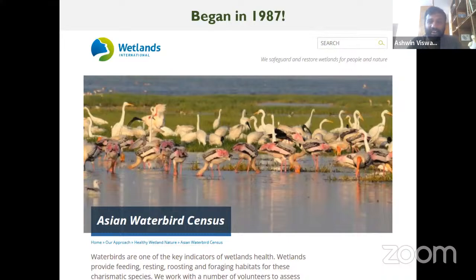And there were regional coordinators around the country, and through this entire period, there have been people who have gone out in January, February, in winter, and monitored wetlands.